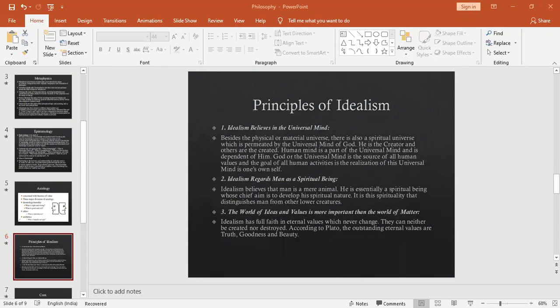When we see the leaders of idealism, we can start from Socrates, right? Socrates from the 4th century BC, and Plato, and Saint Augustine, and Descartes, Berkeley, and then the 18th and 19th century philosopher Immanuel Kant, right?